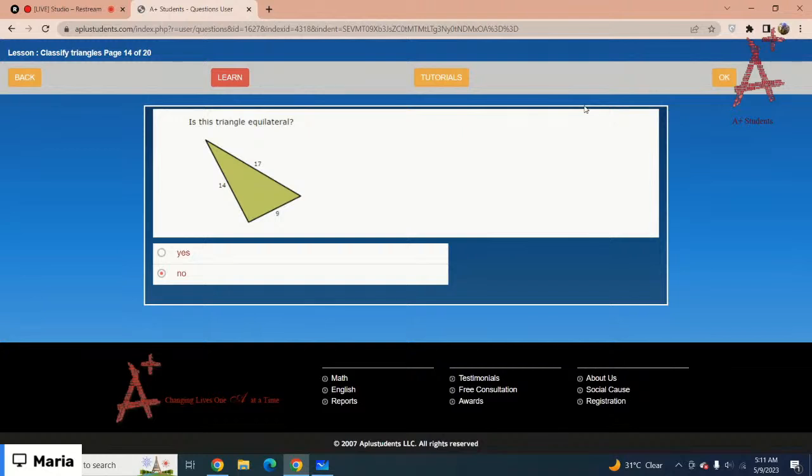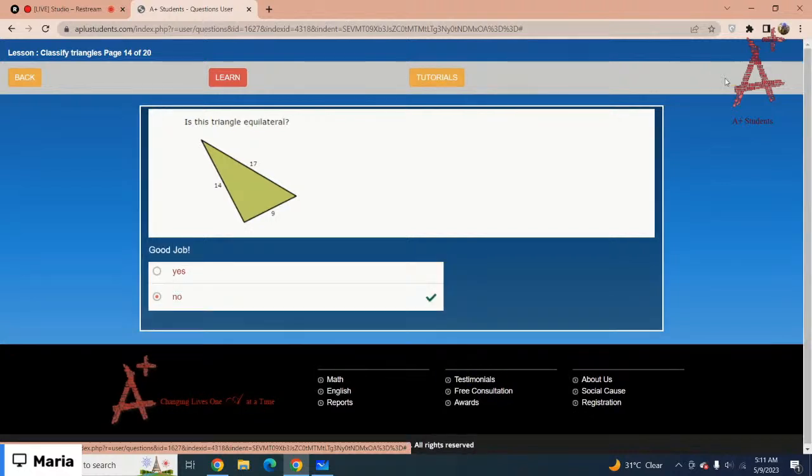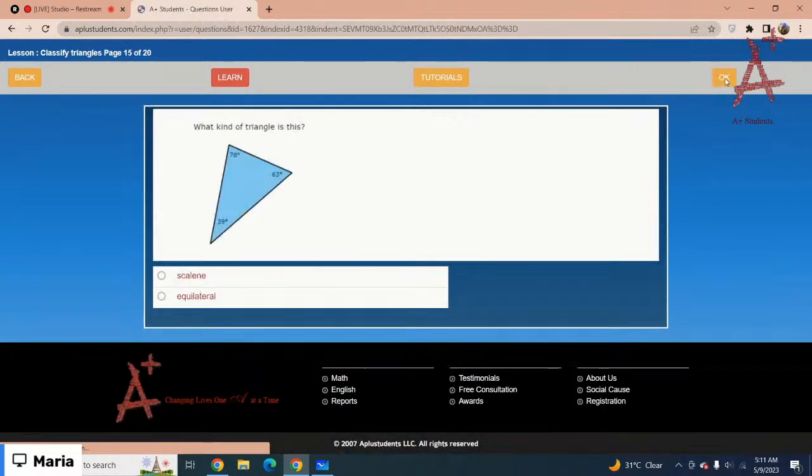Got it? So the three types of triangles are scalene, isosceles, and equilateral. That would be according to the side lengths and angles. If two of the sides or two of the angles are the same and one of them is different, it would be isosceles. If all three sides are different, that would be scalene. Sorry, equilateral means equal. So if all three side lengths are equal, it would be equilateral.